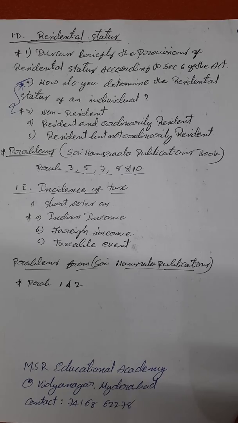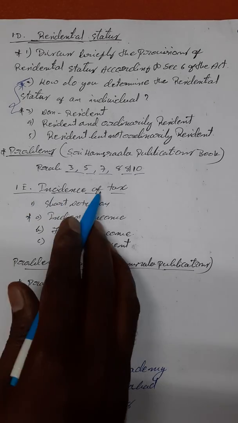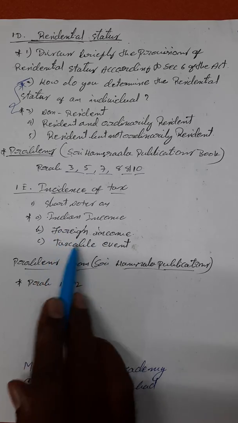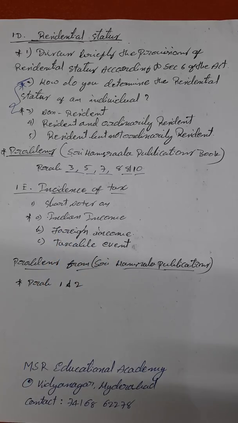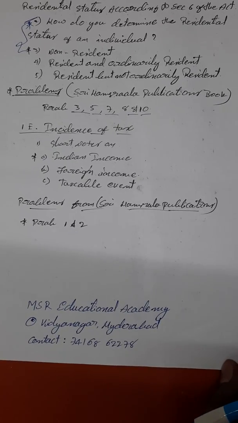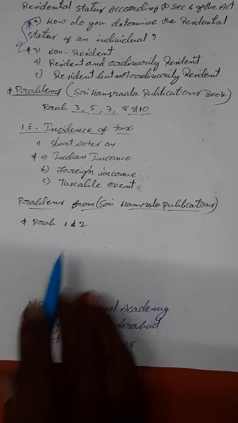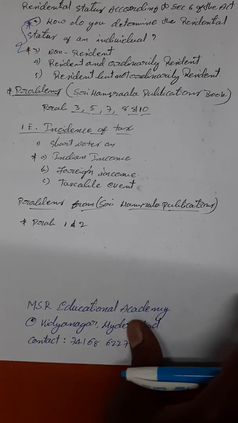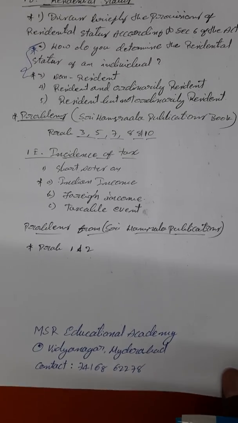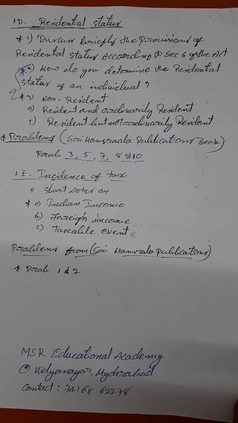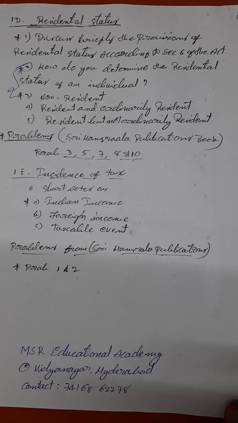Next, under incidence of tax, there are short notes on Indian income, foreign income and taxable event. And in this chapter, problems also are there. There are problem numbers 1 and 2. These two problems are enough for this examination. So this is applicable to the November December 2019 examination.